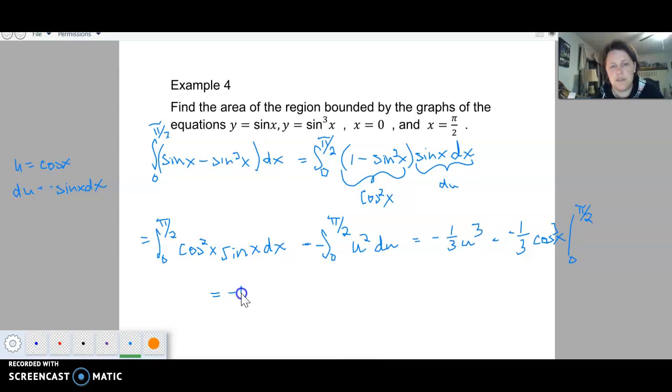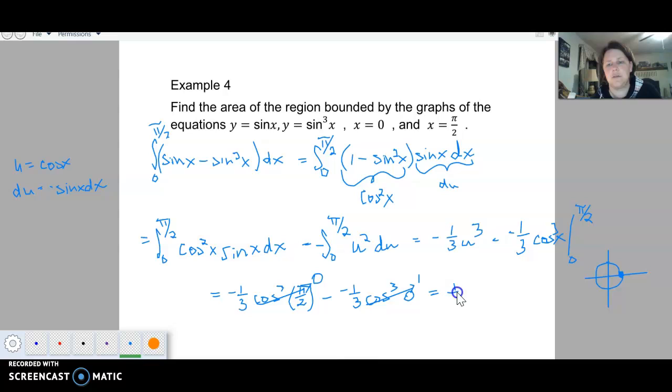And so that equals negative 1/3 cosine cubed of pi over 2 minus negative 1/3 cosine cubed of 0. Cosine is our x values. So at pi over 2, we're going to have 0. And then cosine of 0 will be 1. So that gives us minus negative 1/3, which equals positive 1/3. And that's our answer for example number 4.